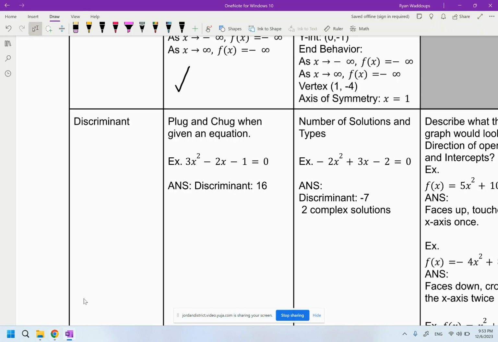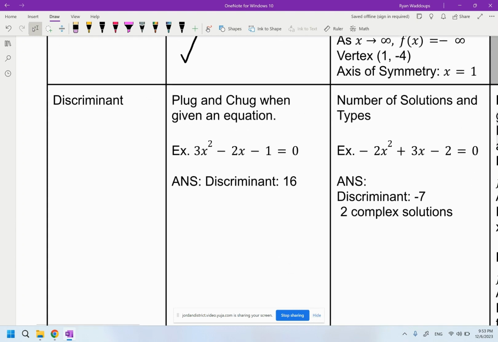Hi, welcome. In this video, we're going to talk about how to use a discriminant. What is a discriminant? What does it mean to plug and chug when given an equation for a discriminant? The discriminant for this equation, 3x squared minus 2x minus 1 is equal to 0.